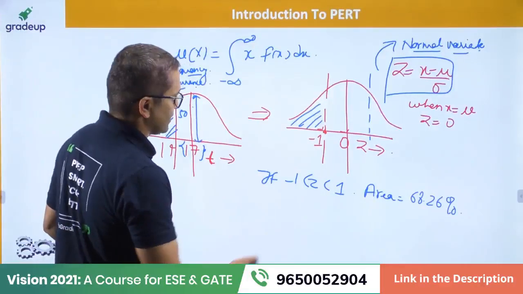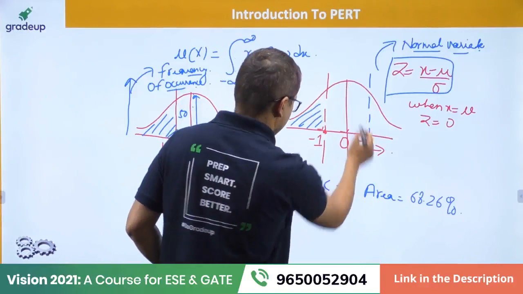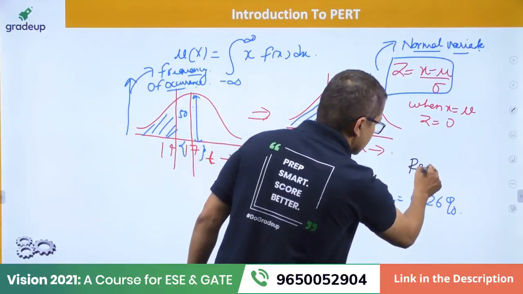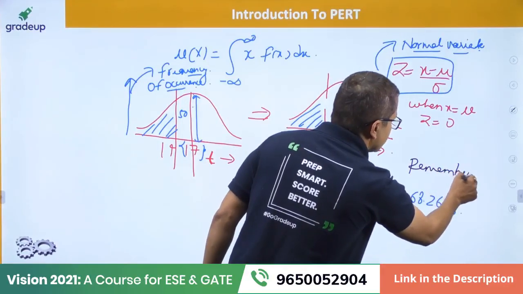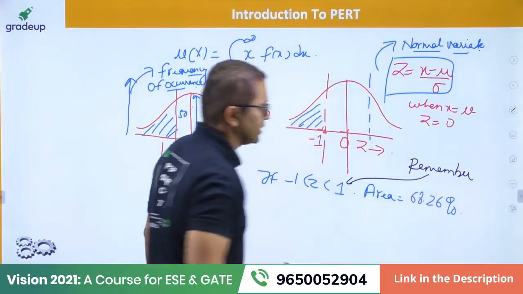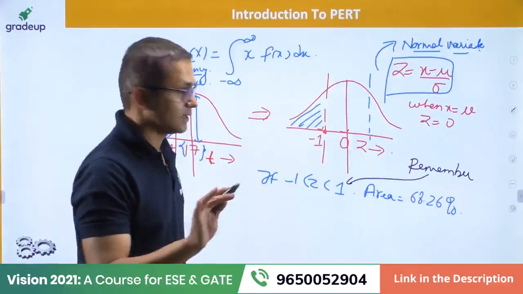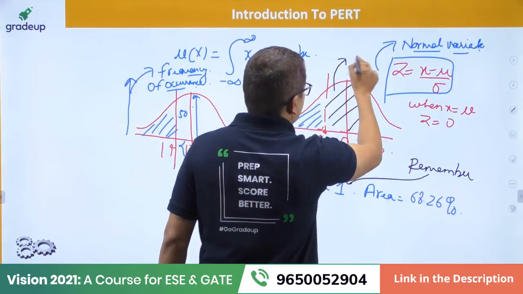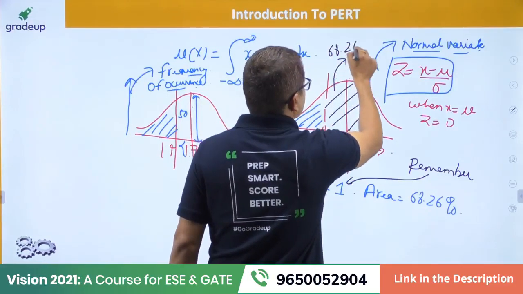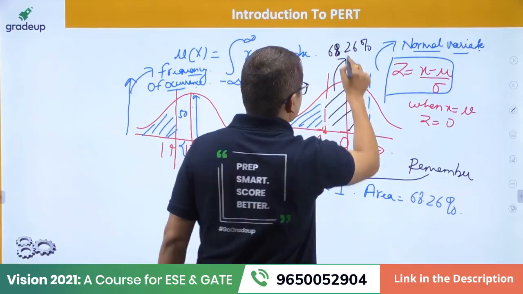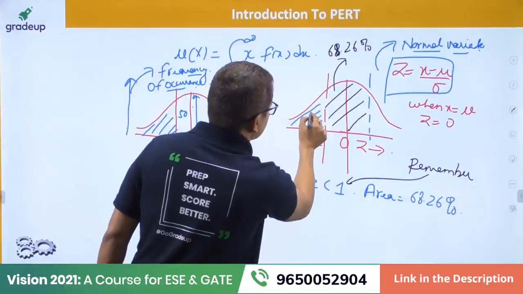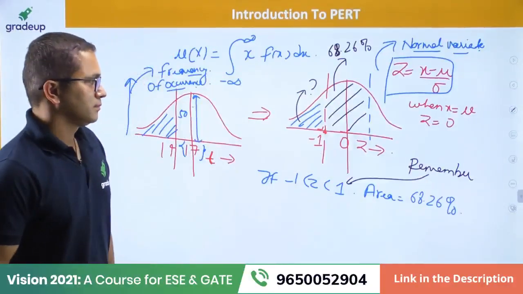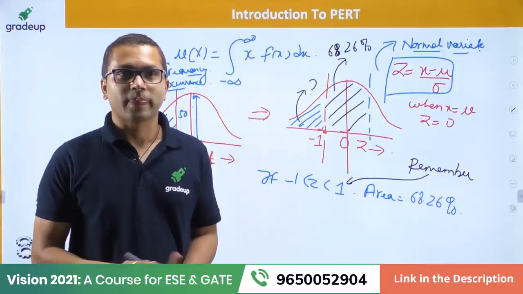So area is nothing but, we say that this area is, which area? This you need to remember, it will always be useful to you. This area is given to you as 68.26%. Can you find this area? Can you find this area is the question. Yes, you can.